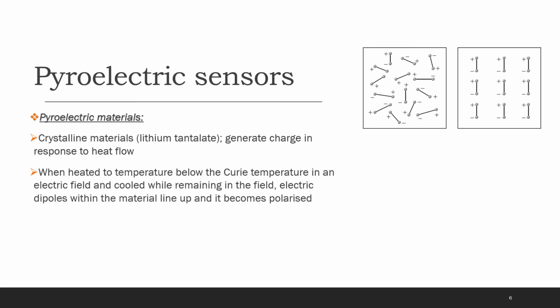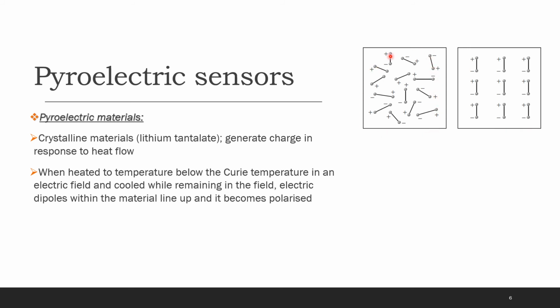Now how does this charge get generated? So when the material is heated to a temperature below the Curie temperature value in an electric field, and if the material is cooled in the same field, electric dipoles will be formed on the surface and the material gets polarized. The first figure shows this phenomenon.